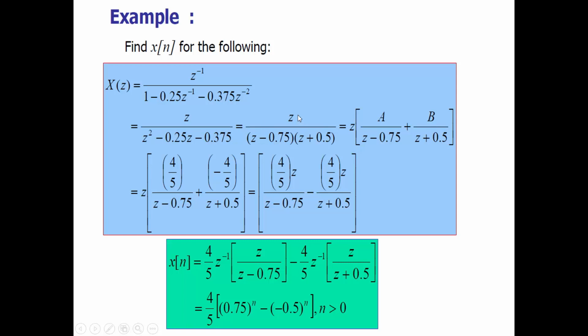Now we can apply the partial fractions here. Once the partial fractions are applied, we can get the values of these two constants. After getting these two constants, we can put this expression in this form, which clearly gives me the discrete sequence back from this expression. Let's say this is 0.75 to the power n minus, with 4 by 5 taken common, and this will be equivalent to minus 0.5 to the power n.